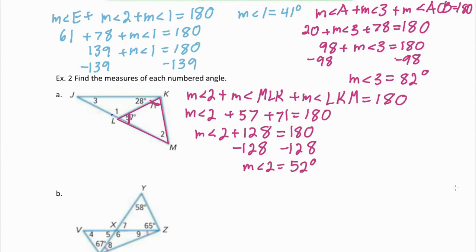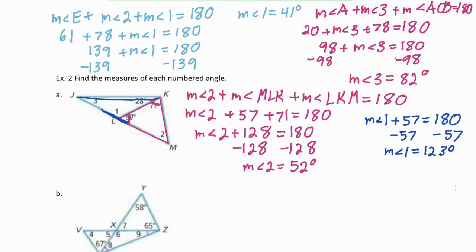One way we can get an angle real easy is here we have this angle 1, and it's forming a linear pair with that 57. So that means that the measure of angle 1 plus that 57 is going to equal 180. We know because they're forming a line, they're a linear pair. So we can subtract 57, and we can get the measure of angle 1, and that's 123. Okay, which is great, but we still want to find the measure of angle 3.